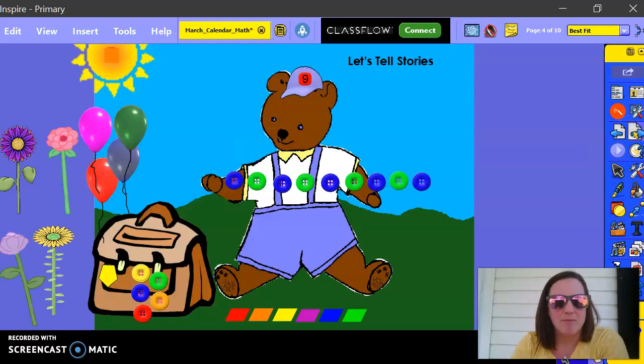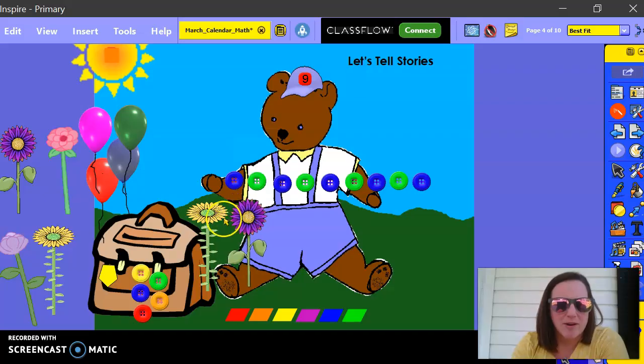All right, here we come to Number Bear. We're going to count to the number 9. Today I will use flowers. I will do a yellow flower and a purple flower. So that's going to be my pattern. Yellow flower, purple flower. What comes next? I already told you because I grabbed it. Okay, I'm not grabbing it. What comes next? Purple flower. Very good.